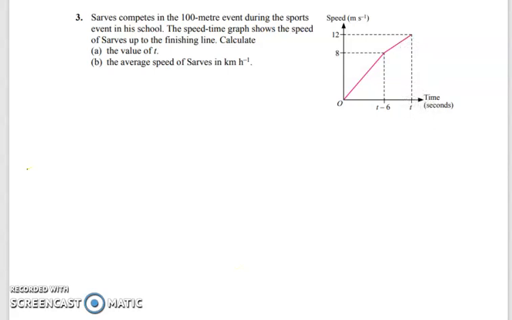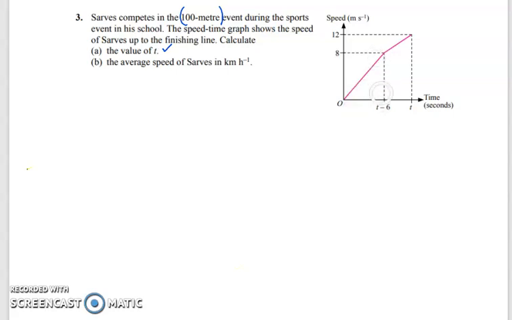Alright, and another information that we know, the distance travel of this event is 100 meter, which means the area under the graph is equal to 100 meter. So now we want to find out the value of t.